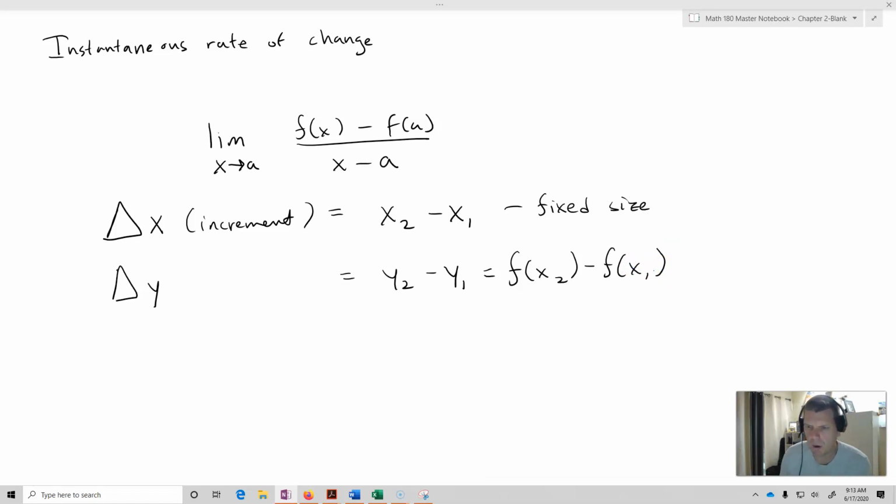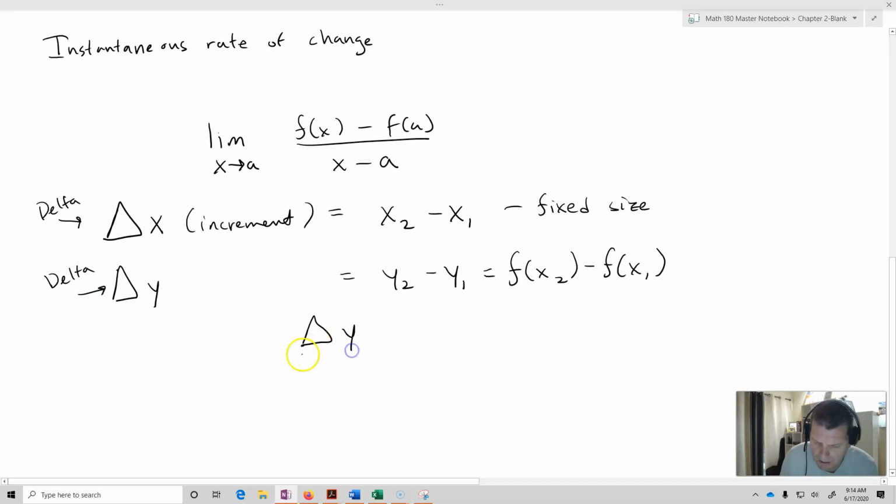So, an average rate of change, often called delta. This is called delta. That's what a triangle is in Greek. The rate of change is going to look like delta y divided by delta x, change in y over change in x. And we even call that our slope.